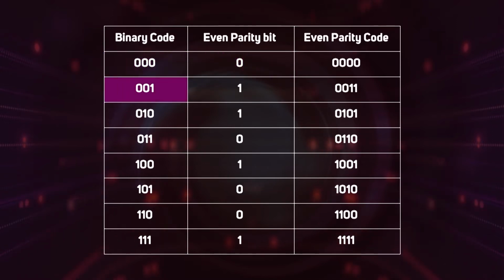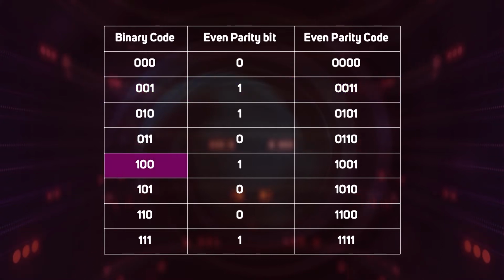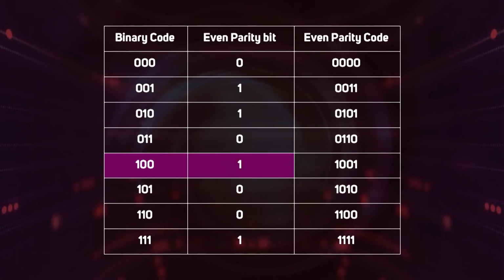In the second row, the data bits are 0, 0, 1. It has a single one. So, we add the parity bit as 1. Then the valid code word, the even parity code, becomes 0, 0, 1, 1. Consider the data 1, 0, 0. It has an odd number of ones. We add a parity bit 1 and the even parity code becomes 1, 0, 0, 1.